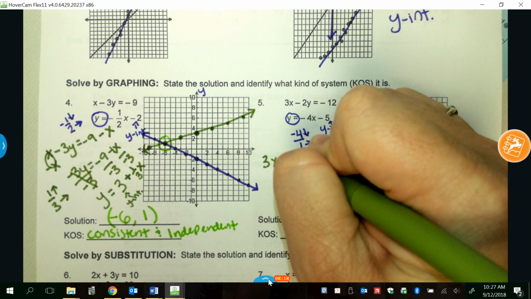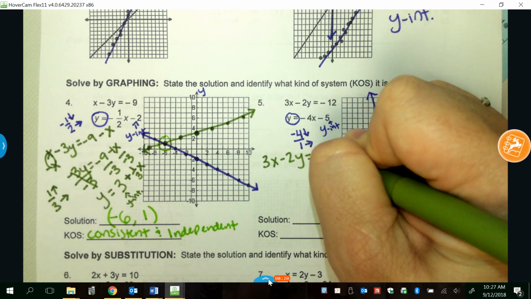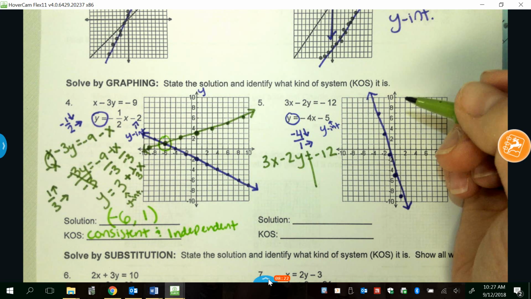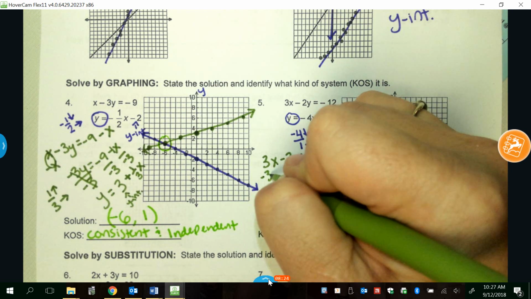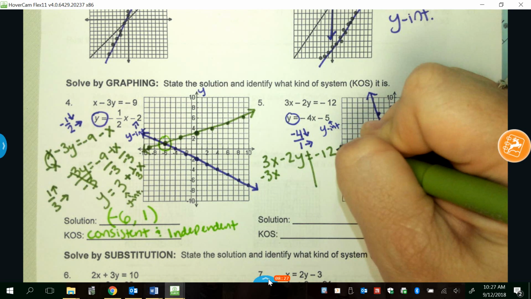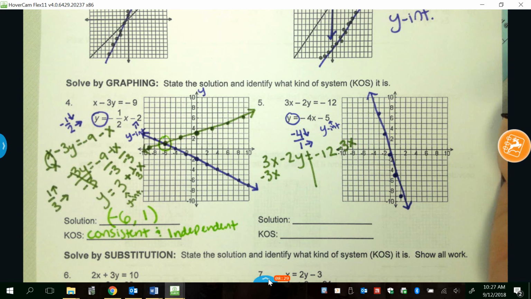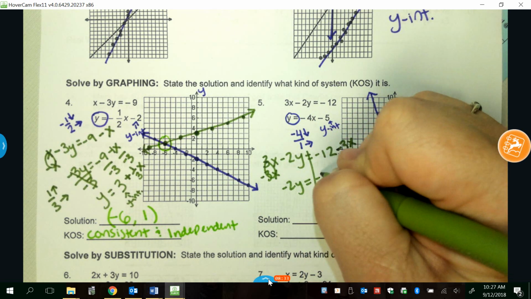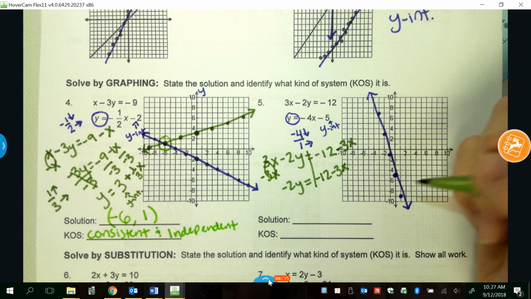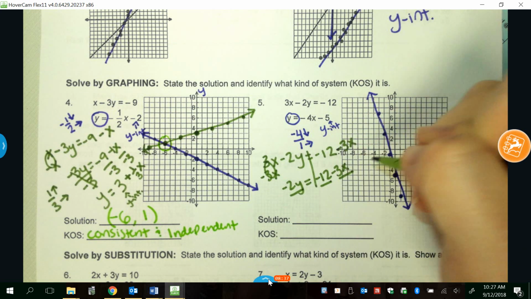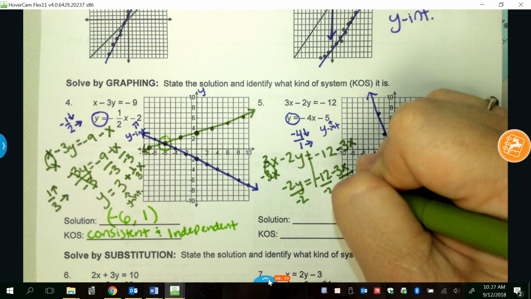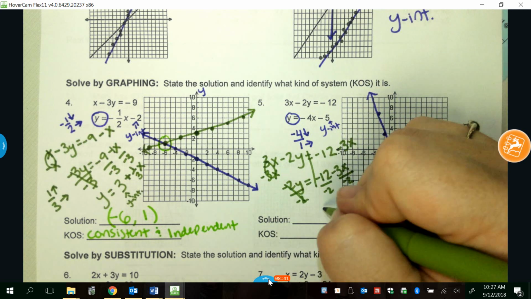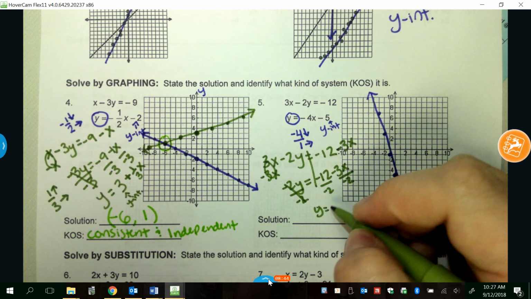3x minus 2y equals -12. Remember, add or subtract our x, so we're going to subtract 3x, because that's what cancels it. Minus 3x. Okay, that goes away. I'm left with -2y equals -12 minus 3x. Divide by what's in front of y is our second step. And we're left with y equals +6.